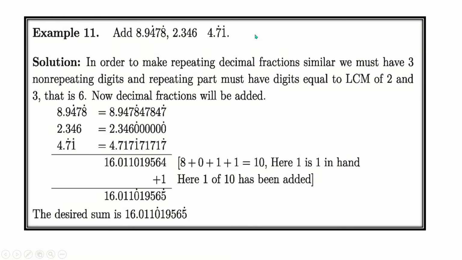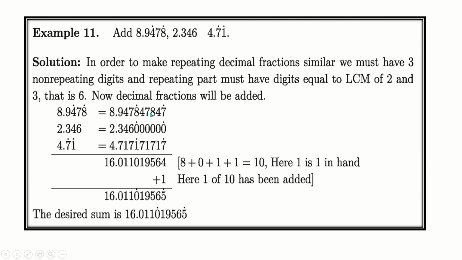Add this and this. For adding, we have to convert them into similar fractions. So here, follow the non-repeating part. How many? 1, 2, 3. So the non-repeating part will be 3, but what will the repeating part be? It will be 6, because here the repeating part is 3 and here the repeating part is 2. The LCM of 3 and 2 will be 6. So the repeating part will be 6.